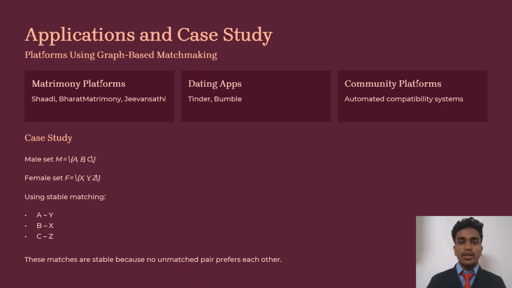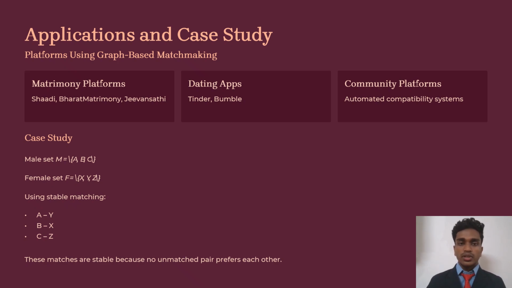Graph-based matchmaking is widely used in modern platforms. Examples include matrimony websites such as Shaadi.com, Bharat Matrimony, and Jeevansathi. Dating applications like Tinder and Bumble also use recommendation algorithms that analyze compatibility and preferences.